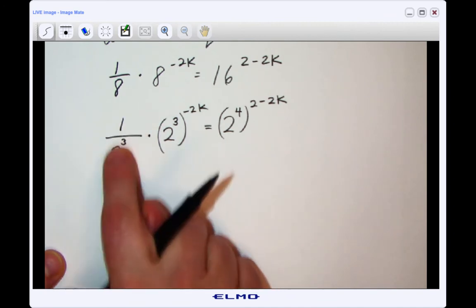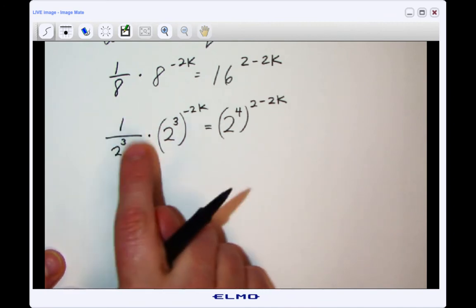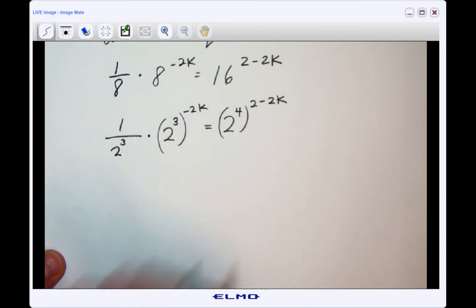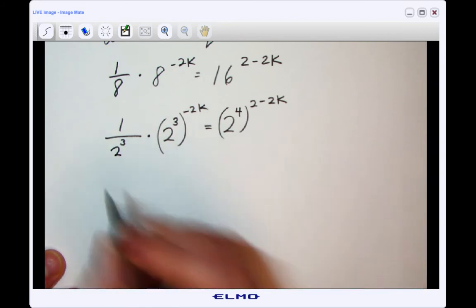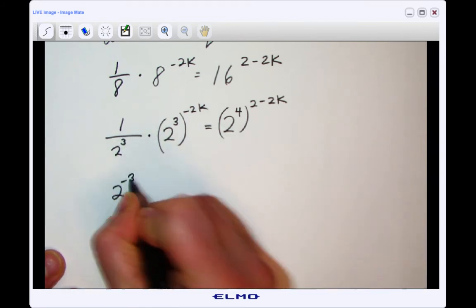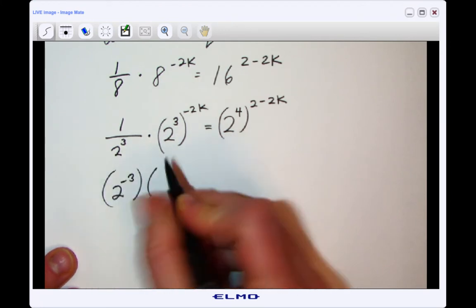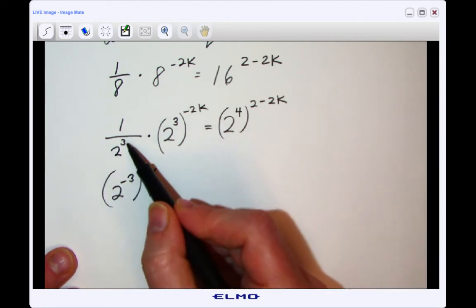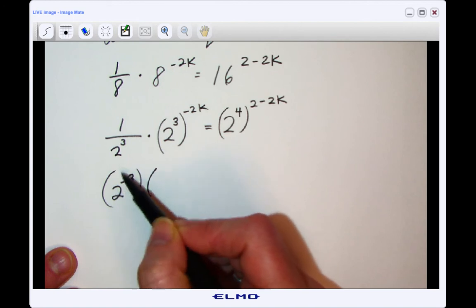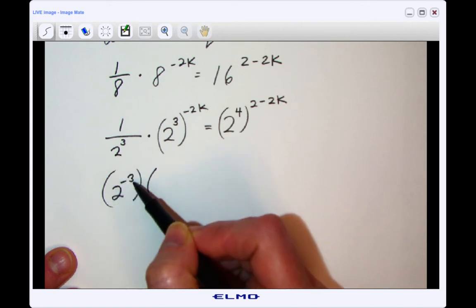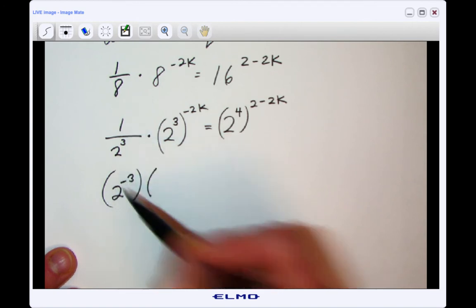Right now, again, we still have this fraction. And what I want is it to say 2 to the something, not 1 over 2 to the something. So I'm going to rewrite this one as 2 to the negative 3. And if you remember from your exponent rules, the negative means raise the reciprocal. So this says raise 1/2 to the third. So this and this do say the same thing.